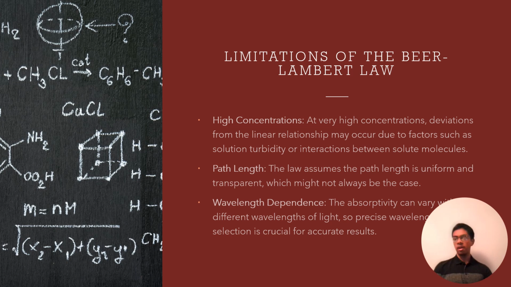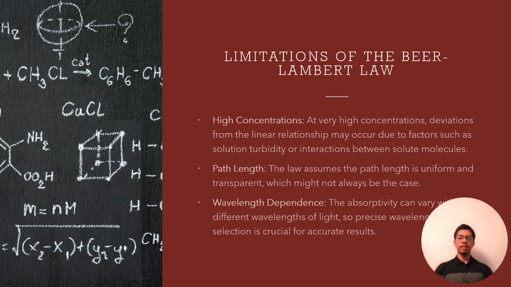And on top of this, the path length. The law assumes that the path length is uniform and transparent, which might not always be the case due to the differences in the specific container that the specimen and the solution is being held in, or due to the way that the light is being shined, or if it's reflecting off of something. Those are things to know, but in general, they should be a uniform and straight path when considering laboratory equipment and being in an experimental environment.